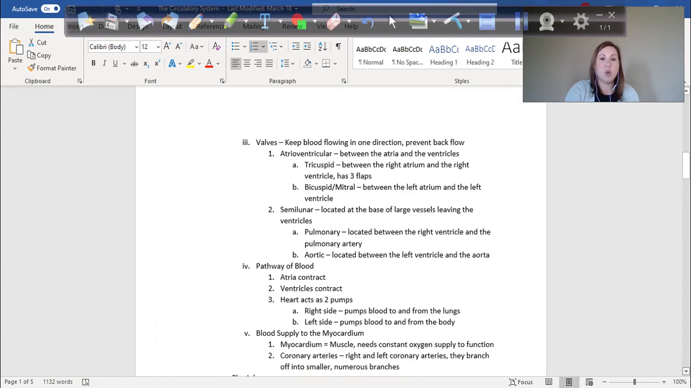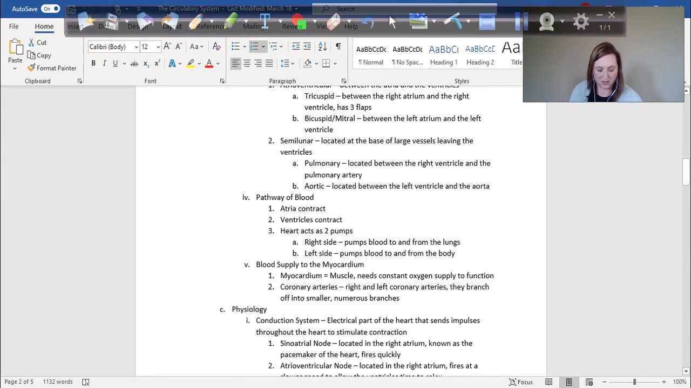When we look a little bit more at the pathway of blood, the top chambers of the heart contract together and the bottom chambers of the heart contract together. So when that happens, it's kind of like there's 2 pumps to the heart. There's a right side and a left side. So the right side is pumping blood to and from the lungs, and the left side is pumping blood to and from the body.